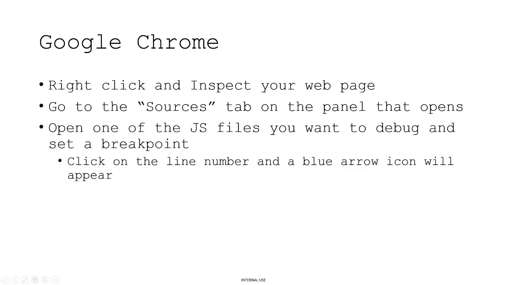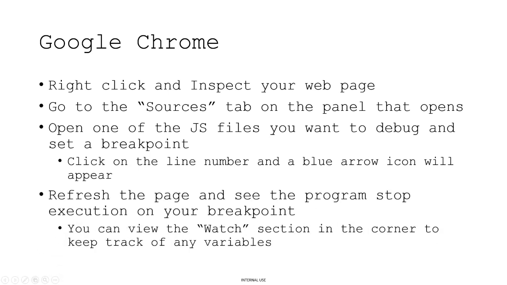if you open one of the JS files you want to debug and set a breakpoint, you can. So what you do is you click on the line number and then a blue arrow icon will appear. And I'll show you this in a second. Refresh the page and you can see the program stop the execution at your breakpoint. You can view the watch section in the corner to keep track of any variables.